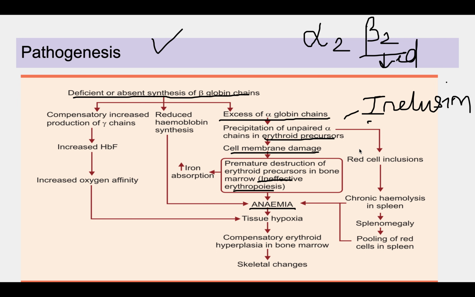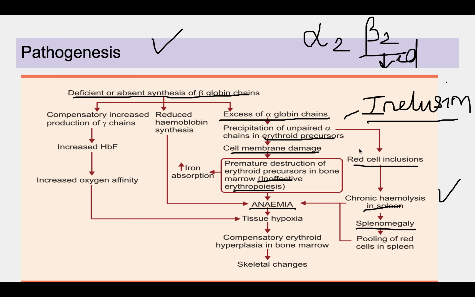Also, we already discussed that the inclusions are formed. These inclusions also give rise to defective RBCs, which will further be removed by the reticuloendothelial system of the spleen. Because of this, splenomegaly can take place.